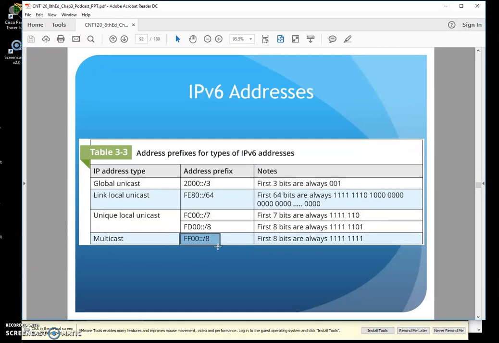So, like we had Class A, B, and C in IP version 4 addresses, you'll want to recognize those classes. You're also going to recognize these prefixes for IP version 6. As you see different prefixes, you'll recognize what that IP address is and what its function is for IP version 6.